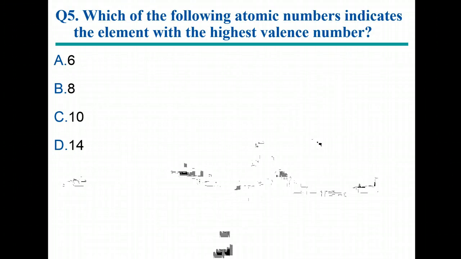Let's review. Question 5. Which of the following atomic numbers indicates the element with the highest valence number? Choose the correct answer.